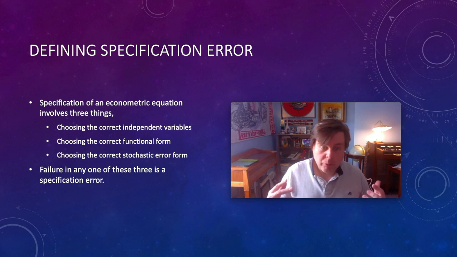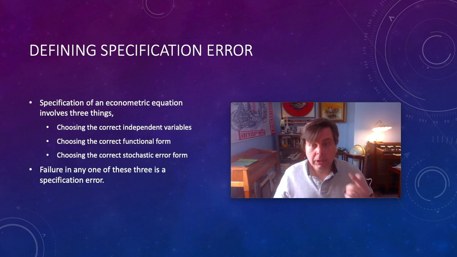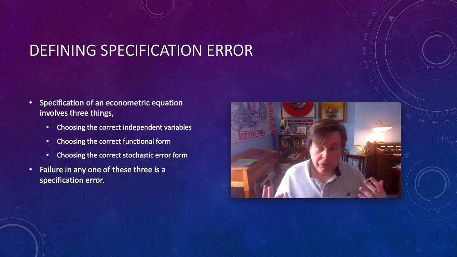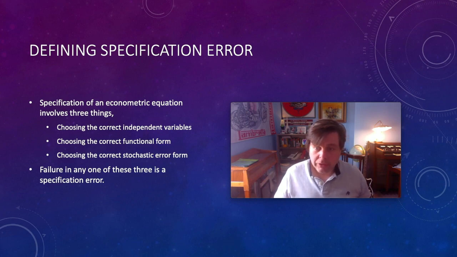And so this involves really a lot of choice on our part as to how we want to set the experiment up. It involves choosing the correct independent variables. It involves choosing the correct functional form and choosing the correct stochastic error form. Okay. Now, in this video, we're going to be focusing just on the first of those, the choice of the correct independent variables. But a failure in any one of these is going to result in what's called a specification error in your regression output.